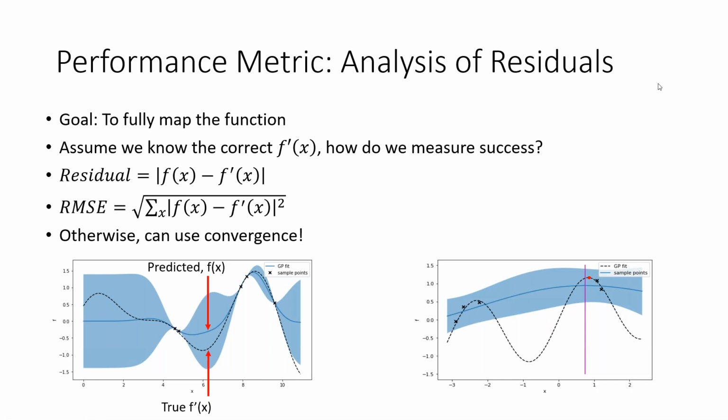If instead of trying to figure out where the maximum is, we're trying to figure out how well our GP is describing the full function in an active learning task, one way we can measure performance of our algorithm, again, if we know the true function, is we look at the residuals between our true function, the dashed line here, f dash, and our estimate, which is the blue curve. And we can use root mean squared error to compute how well the two agree.